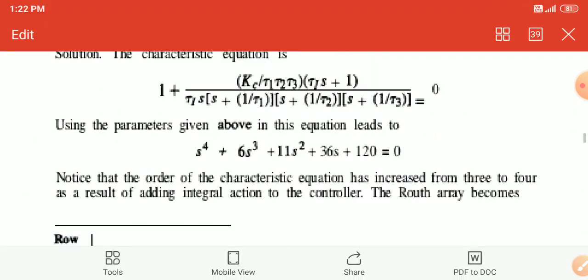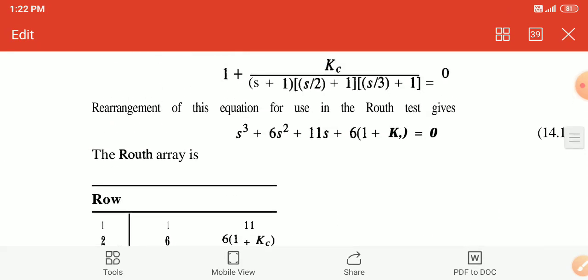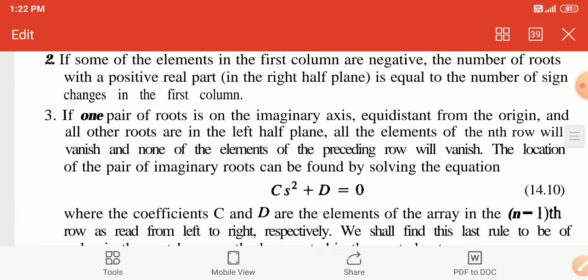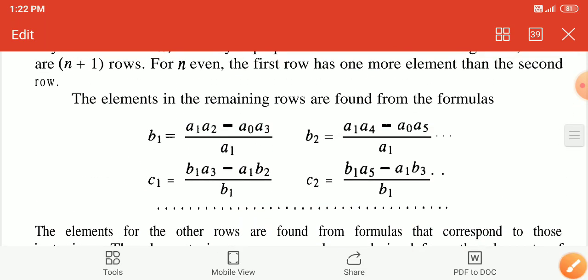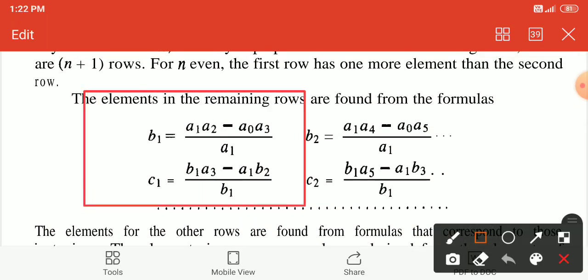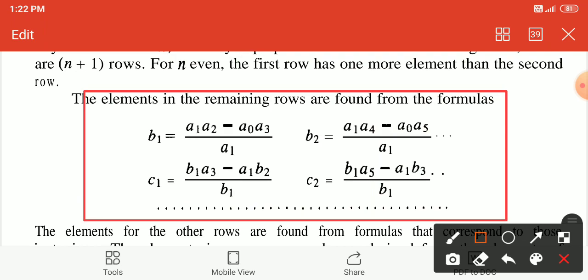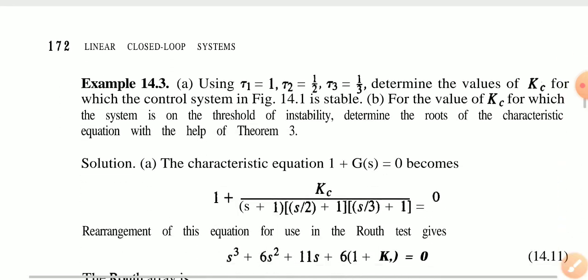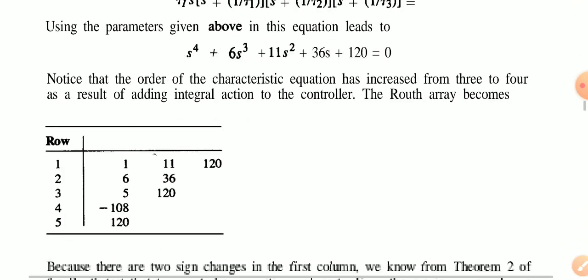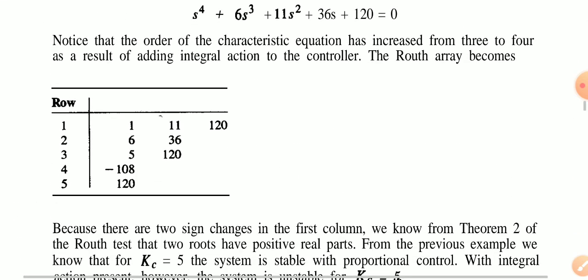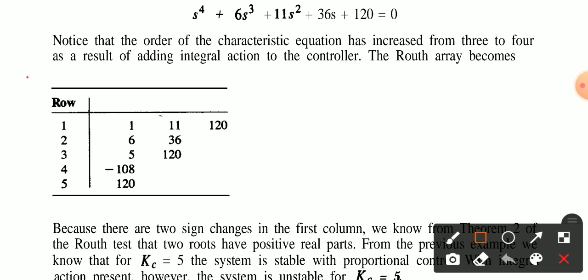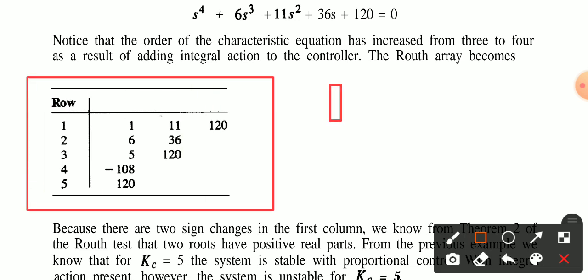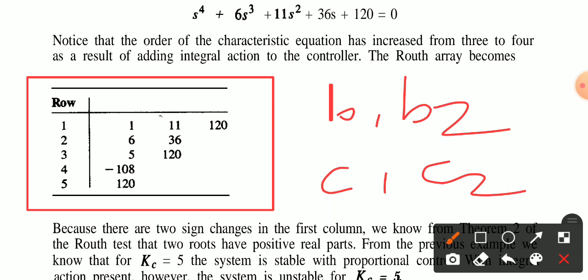Equations we have already. Following the Routh array system, this one, we have to find the values b1, b2, c1, c2.